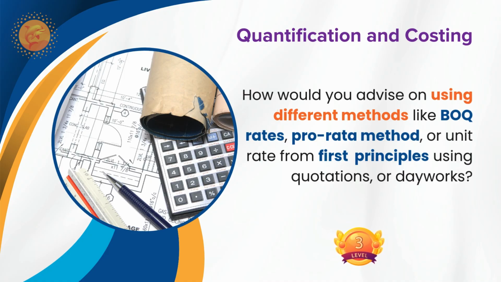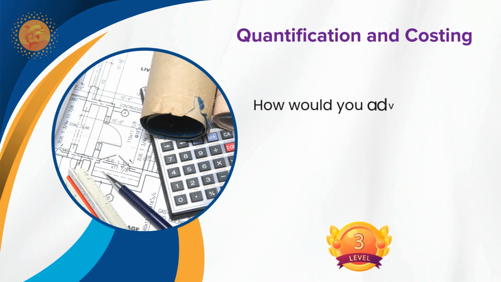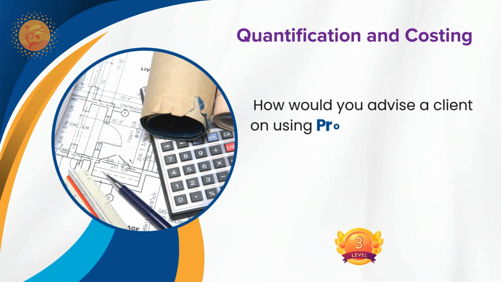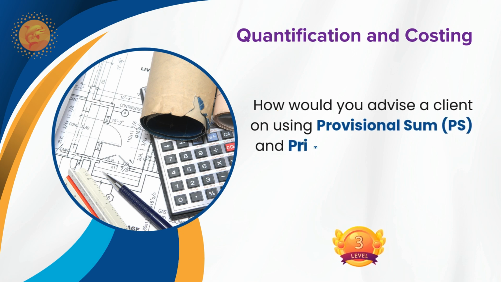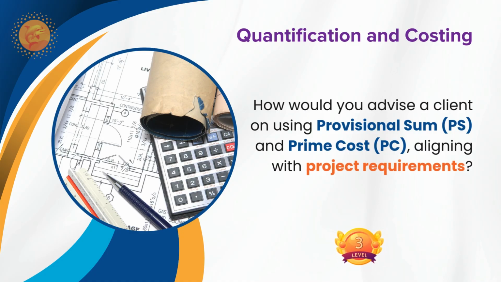Anybody wants to add something? Okay, let us move on to the next question. How would you advise a client on using provisional sum and prime cost aligning with project requirements? This is pre-contract, not post-contract. So when you decide whether you want to use provisional sum or prime cost, how do you decide?